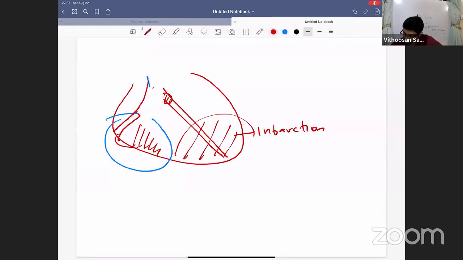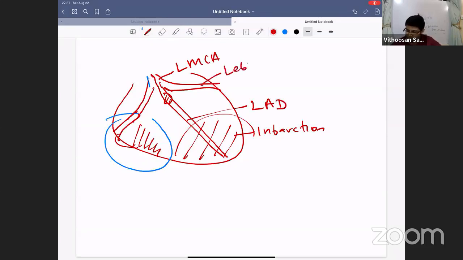This is the right coronary artery. This is the left one. We said there is something like this, no? The left main coronary artery divides into the left anterior descending artery and the left circumflex artery.